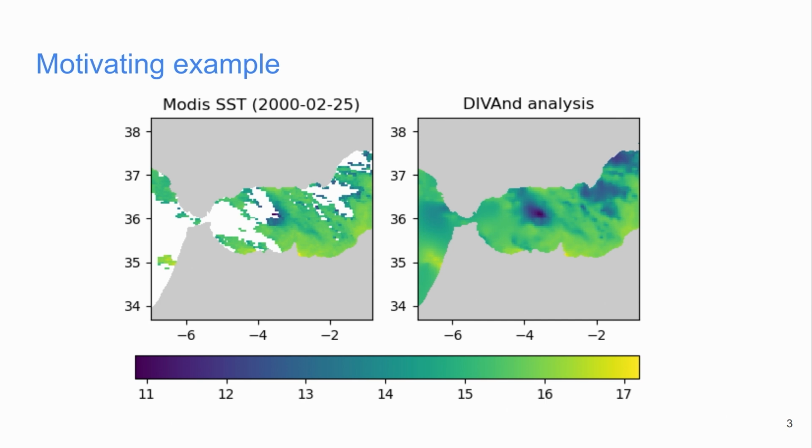And here is a motivating example. What you have on the left is the sea surface temperature as observed by MODIS, which is a satellite from NASA. You see obviously you have missing data. You have clouds. These are the white patches there, and that's the Alboran Sea and the Mediterranean Sea.